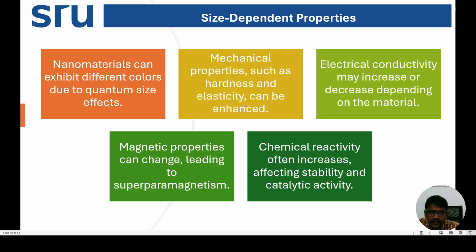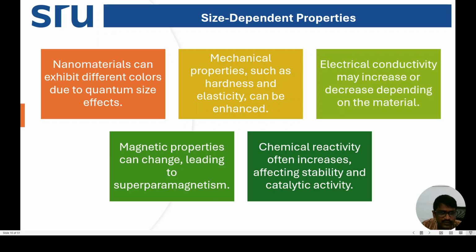Yeah, so size dependent properties. We are saying that at nano level properties will change. So what kind of properties will change? Why does it matter? If the properties change, how does it affect the end application? For example, electrical properties, mechanical properties, chemical properties, magnetic properties, how will they change?